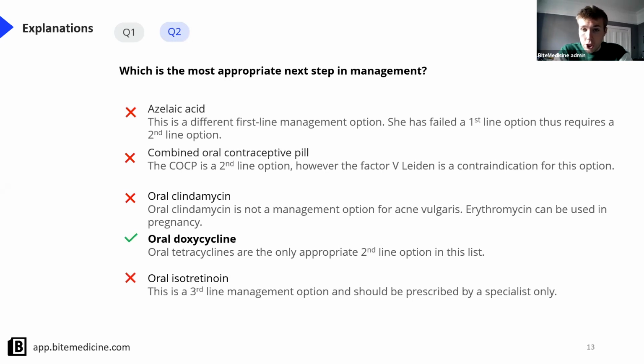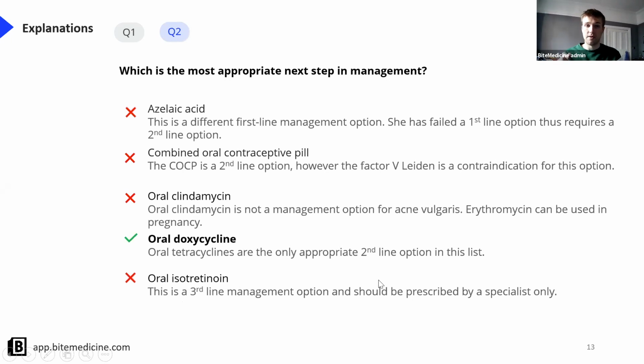Oral clindamycin, not an option. So we said it's topical clindamycin in first line, and actually we can use oral erythromycin as a second line if the patient's pregnant. The mainstay of oral antibiotics in second-line management of acne is actually the tetracycline group, so oral doxycycline, which is why this is the correct answer. And once again, we've already mentioned oral isotretinoin is third-line management.